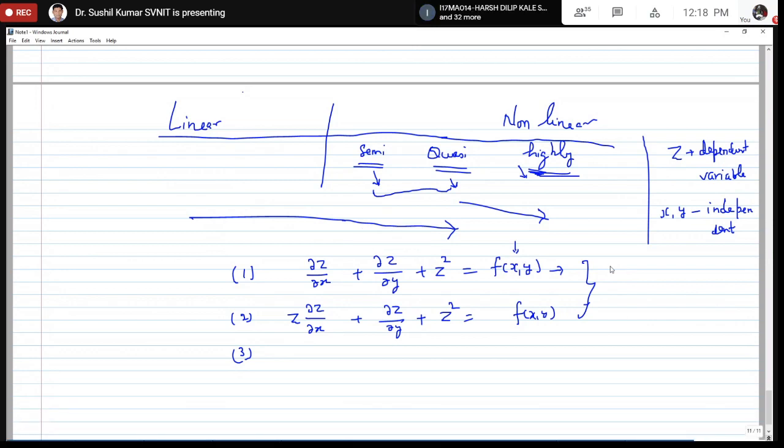So I'm trying to discuss this thing here. First, tell me what is the similarity in these two equations. Sir, is the first one semi-linear? I'm not asking that. First, tell me what the similarity is in these two equations. There is one similarity or more than one similarity.